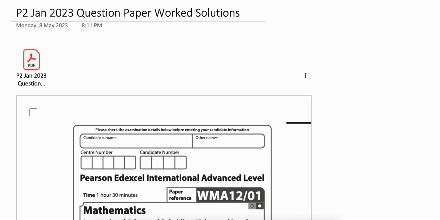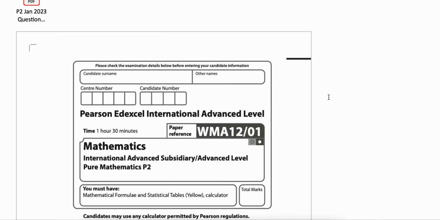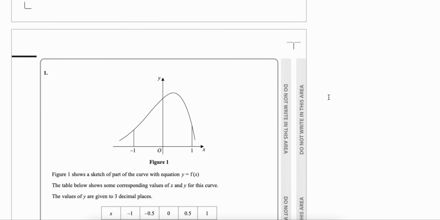Hey everyone, today we're going to look at the P2 paper for January 2023, International Level Edexcel. We're going to browse through the worked solution and I'm just going to talk over the top of it. Okay, so let's get started.